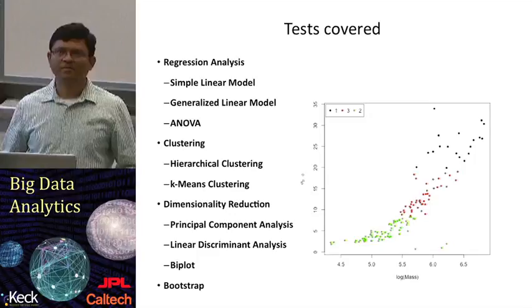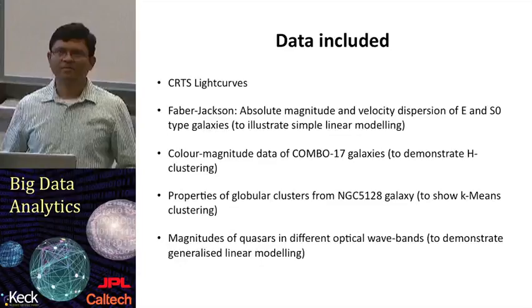The data that have been included have CRTS light curves. These light curves, again, as I mentioned, come from the Catalina Real-Time Transient Survey. There are as many as 500 million light curves, and those data points are over a period of 10 years.